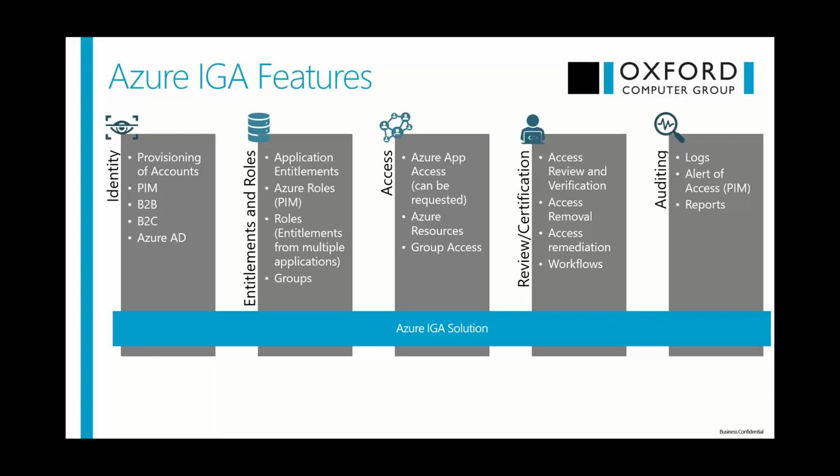Another feature is the review and certification: access review and verification of user accounts and their access, the ability to remove access on a needed basis, access remediation, and the workflows for review and certification. And then the last feature is auditing, the logs, the alerts of access that is given or revoked in PIM, and just the IGA reports.